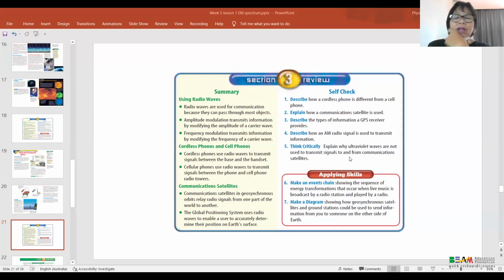Describe how a cordless phone is different from a cell phone. We don't use cordless phones that often now. 10 years ago, even 20 years ago, every household had a cordless phone. Now it's mobile phones. But I'm pretty sure you've seen a cordless phone. Yes or no? Okay, good. So we can do that question.